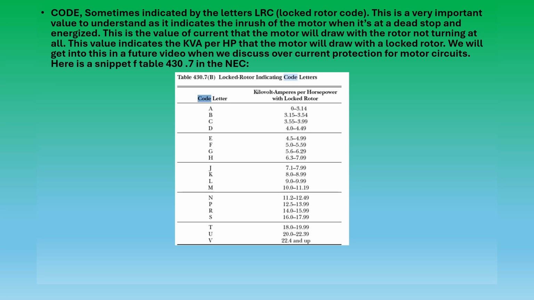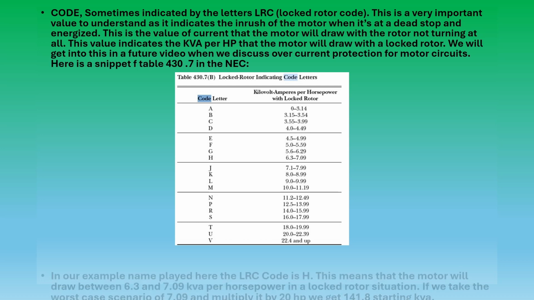Here's a snippet of table 430.7 in the NEC. So you can see here that if we have a code H motor, it will provide anywhere from 6.3 to 7.09 kilovolt amps or kVA per horsepower. Now this is at locked rotor, so this also means at a dead start, the second you close that contactor, that very first inrush, that is what it's going to see.